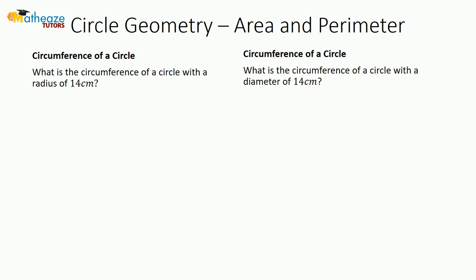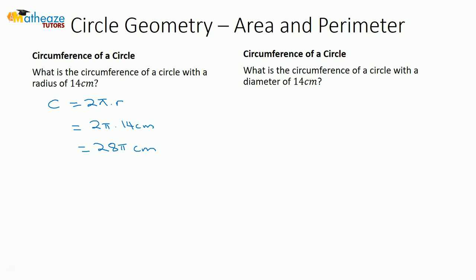Let's look at some examples. For all of these examples, I'm going to write the answers in terms of pi because some questions will give you the actual value of pi. So I'm just going to use pi in all my answers. So what is the circumference of a circle with a radius of 14 centimeters? The circumference is 2 pi multiplied by the radius, which is going to be 2 pi multiplied by 14 centimeters, which is going to give us 28 pi centimeters.